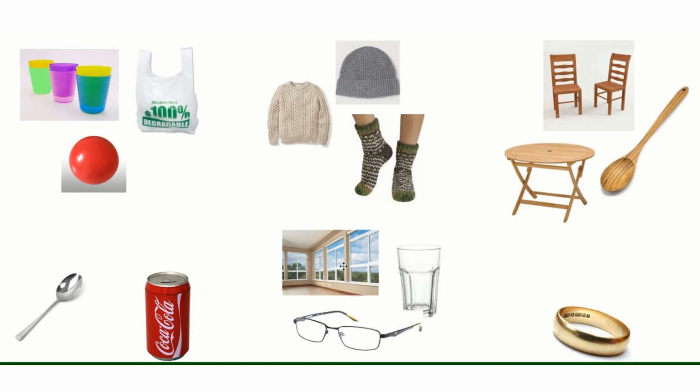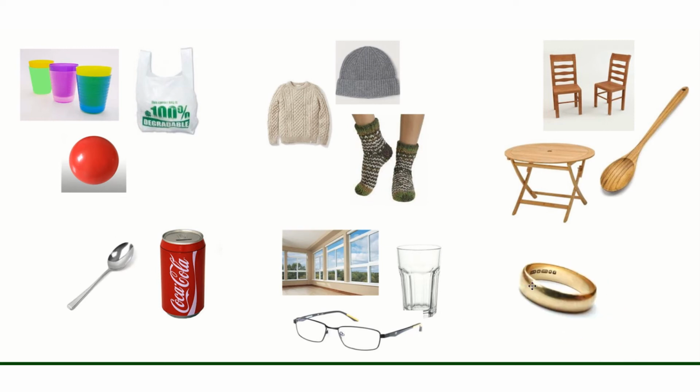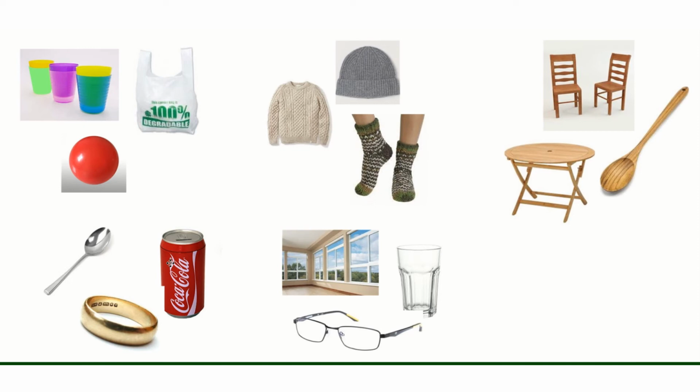And finally, we're going to look for some other items made from metal. So we've got a Coca-Cola can. That's made out of metal. I can see a metal spoon here. That can stay next to the Coca-Cola can. Oh, and this ring is made out of gold. Gold is also a kind of metal.